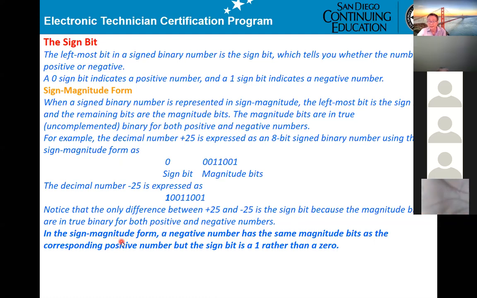In the sign magnitude form, a negative number has the same magnitude bits as the corresponding positive number, but the sign bit is 1 rather than 0. Okay, this is normal, it happens this way.